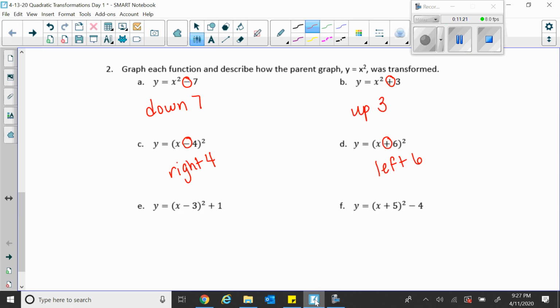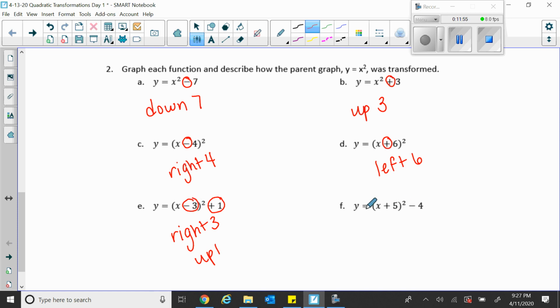So I'm going to say that this went right 3 units, and it went up 1 unit. And if you look, remember I said if it's in the parentheses, that's left or right. Since it's minus, it's going to be opposite of what we think. So -3 is going to move it right 3. And then the +1 on the end here moves it up and down, and that doesn't trick us. So +1 is going to go up 1. So if it's inside the parentheses, it moves it left and right. If it's outside of the parentheses, it moves it up and down.